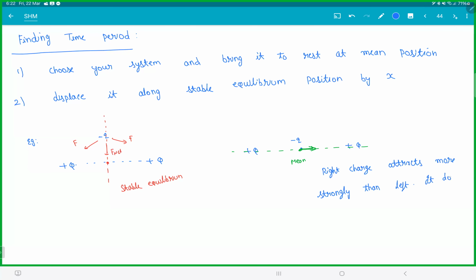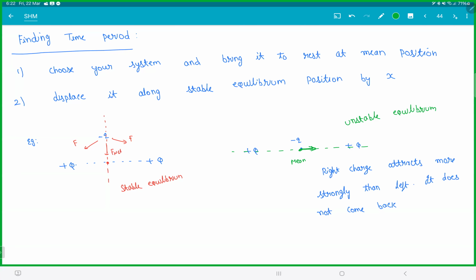It does not come back. This is an unstable equilibrium. So you have to be careful which way you're pushing it. If you push it in any way you want, it won't oscillate. Are you getting this?